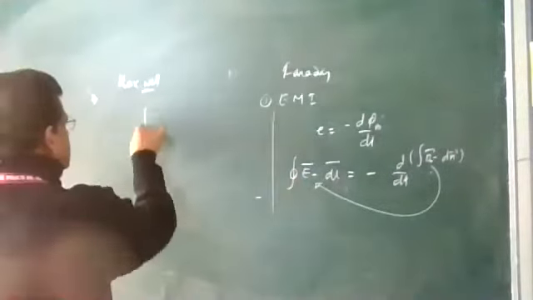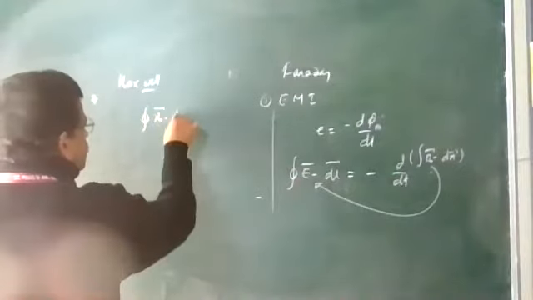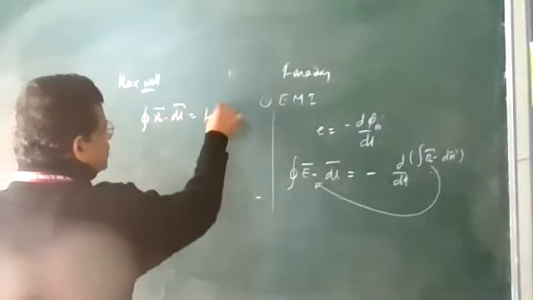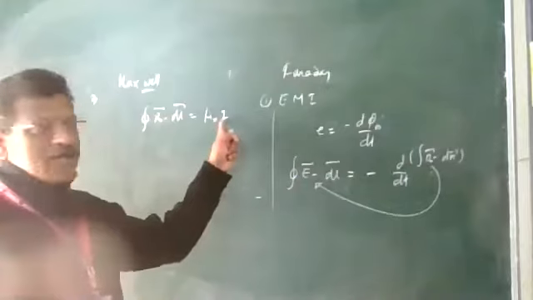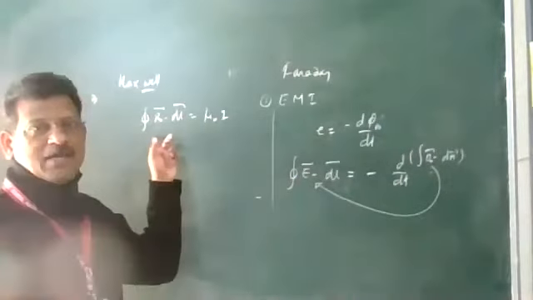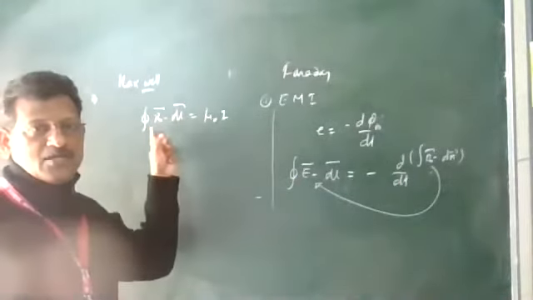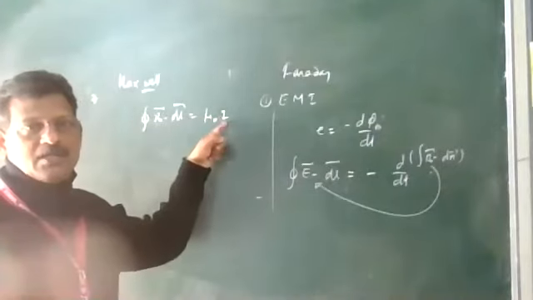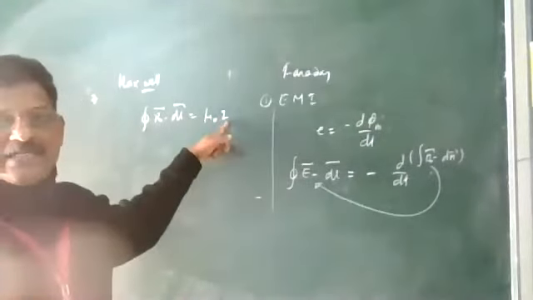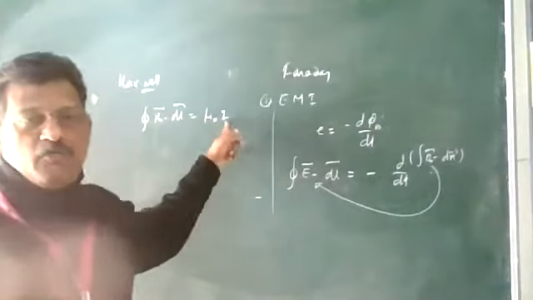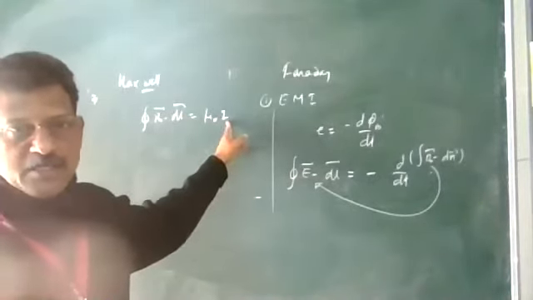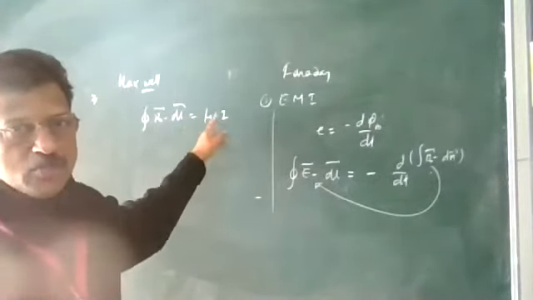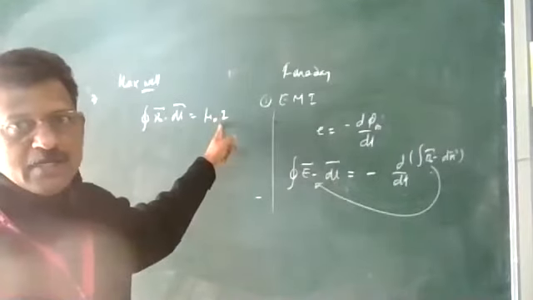So Ampere's circuital law is ∮B·dl = μ₀I. This is Ampere's circuital law, where a current is a source of magnetic field. But this equation is not correct in all situations. If we use a capacitor circuit which is charging, Ampere's circuital law fails to give the complete answer. You will not get a consistent answer.